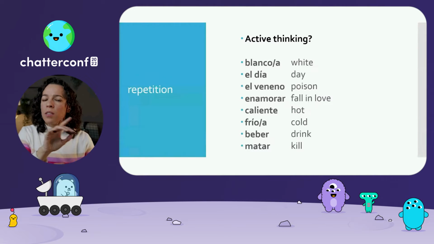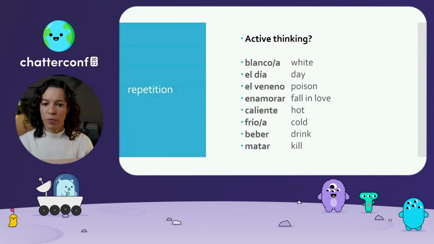It doesn't only apply if you're a teacher, also if you're a learner, because you can do this for yourself. If I give you this list, blanco, white, día, day, veneno, poison, enamorar, fall in love. Okay, I'm giving you all the results. You don't have to think. There is no active thinking. You're not securing the words and saving them in your mind.